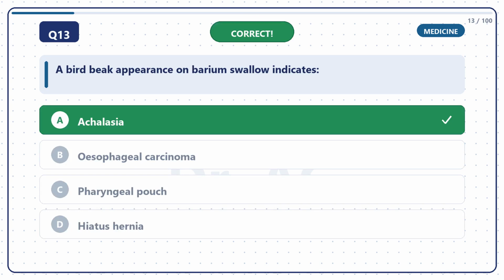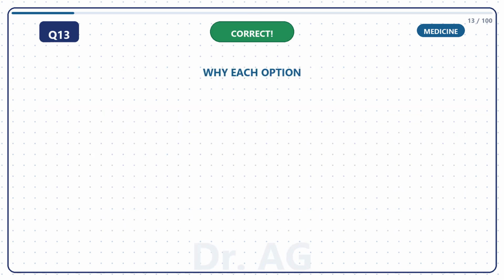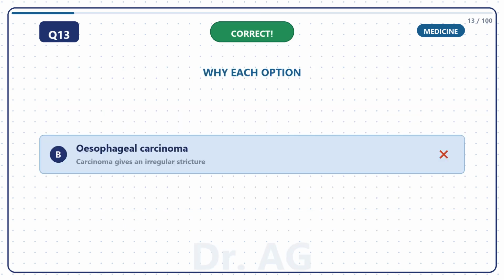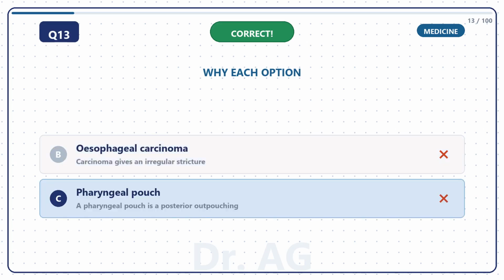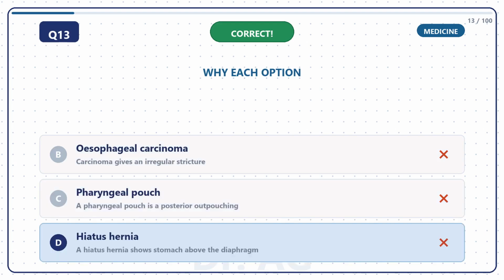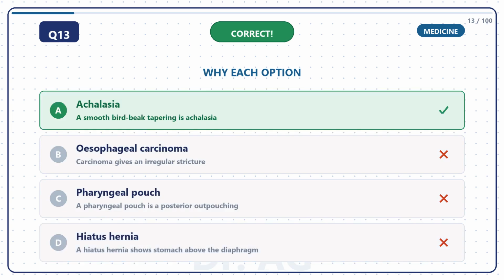The correct answer is option A, achalasia. Let's go through the options. Esophageal carcinoma. Carcinoma gives an irregular stricture. Pharyngeal pouch. A pharyngeal pouch is a posterior outpouching. Hiatus hernia. A hiatus hernia shows stomach above the diaphragm. And the correct answer is achalasia. A smooth bird beak tapering is achalasia. So, the right answer is option A.